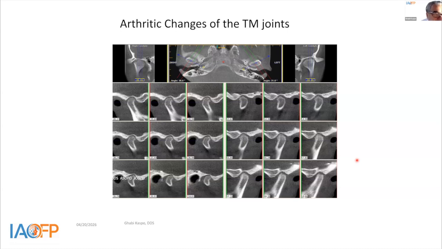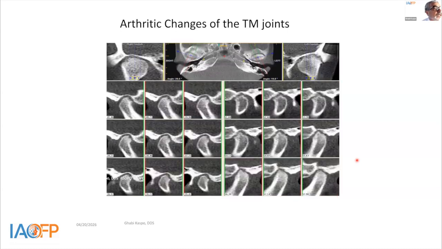Took another CBCT. That's 18 months later. Look at the TM joints. This is the right side, and this is the left side. If you look at the frontal views, the bone is very fused. It's hardly, you can see there is space, joint space. And the same thing here.